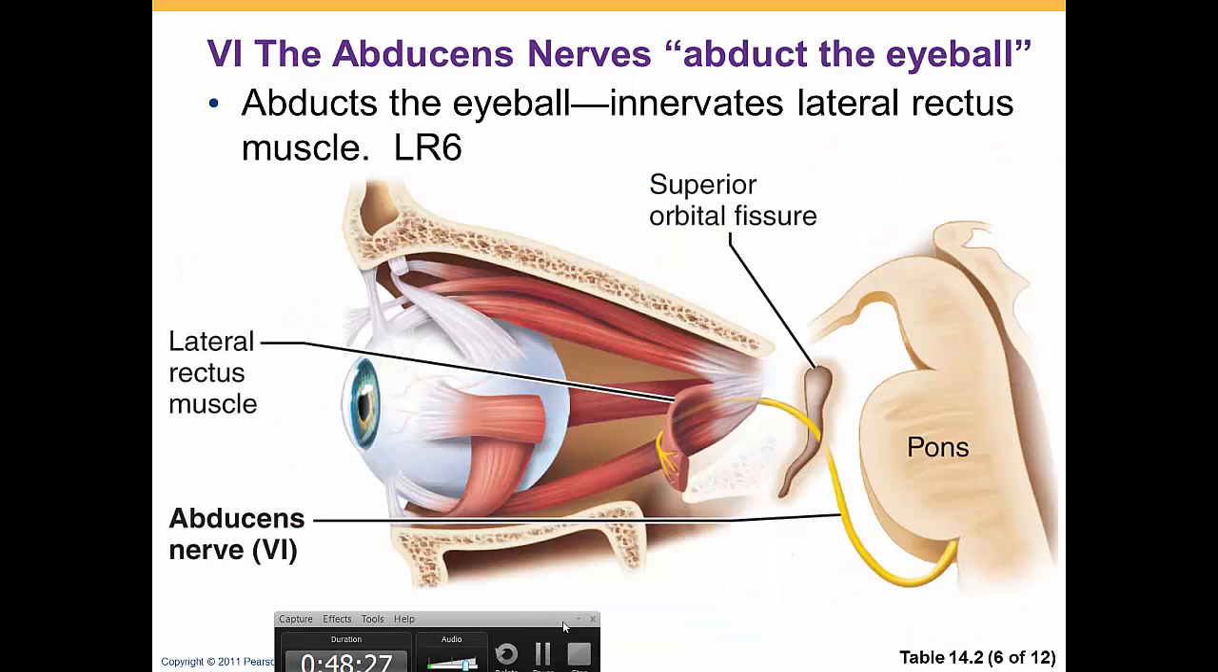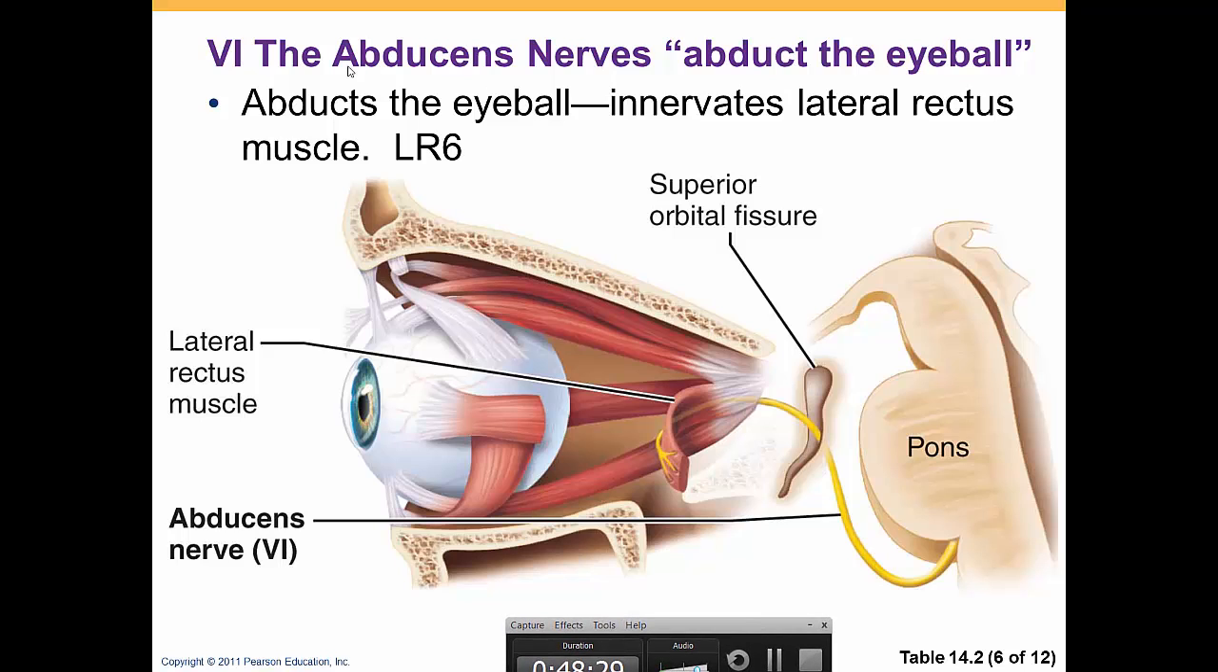Then the cranial nerve number 6 is my abducent or abducens nerve. Both are right. And these ones abduct the eye. What muscle does this one innervate? It's the lateral rectus. So the lateral rectus is the muscle that's on the lateral side of your eye, which is here. So when this muscle contracts, you look outwards. So that's what this action is called, abduction.